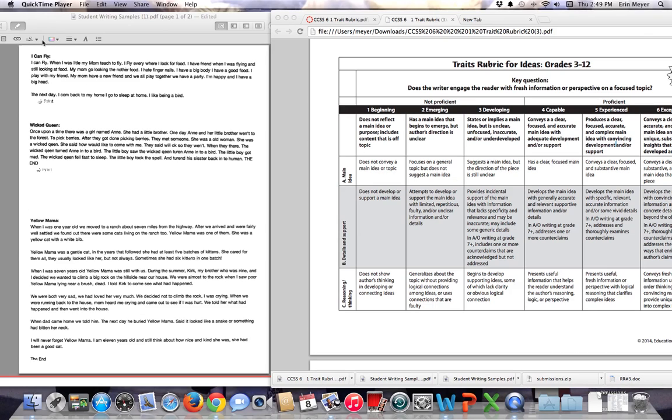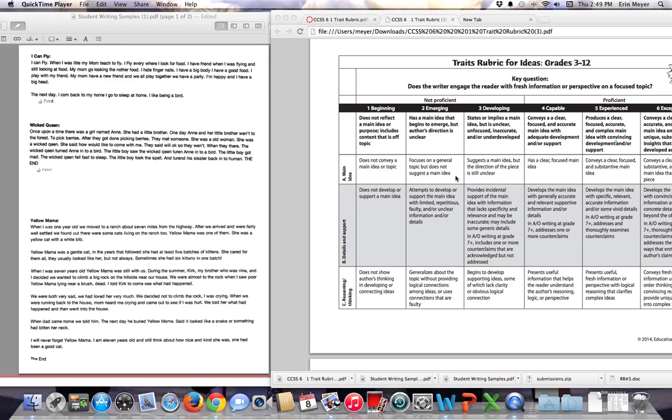Well, we have I Can Fly, which is a topic, but we don't really have a lot of information on that general topic. So I'm thinking right here for main idea, I would probably give it either a 2 or I would give it a 3. Either one would be okay.